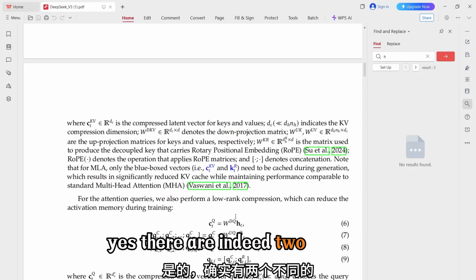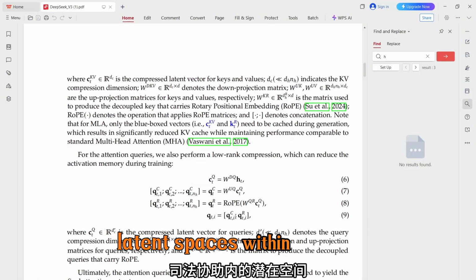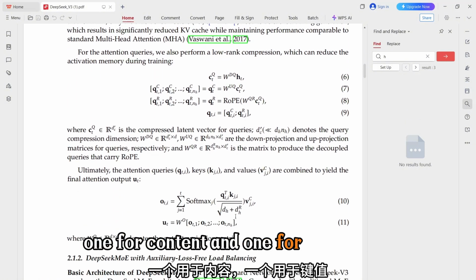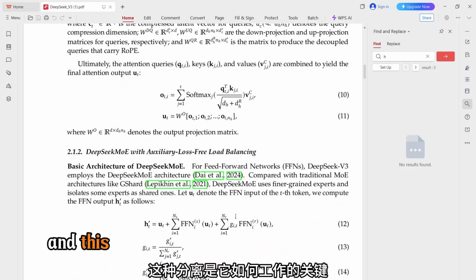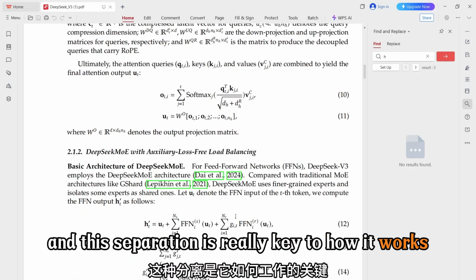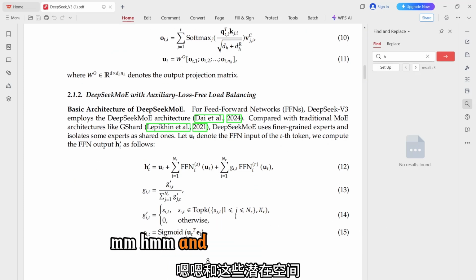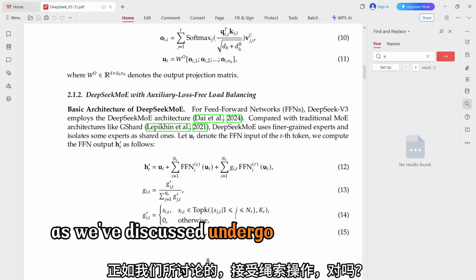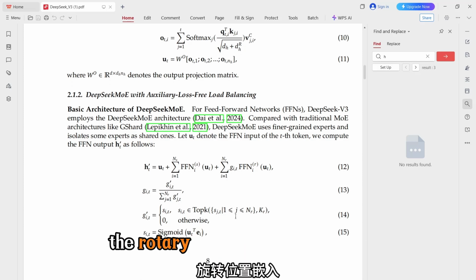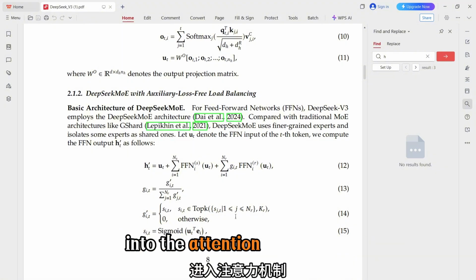There are indeed two distinct latent spaces within the MLA, one for content and one for key values. Exactly. And this separation is really key to how it works. It's like having two separate storage units for information. And these latent spaces, as we've discussed, undergo RoPE operations, the rotary positional embeddings, which embed positional information into the attention mechanism.